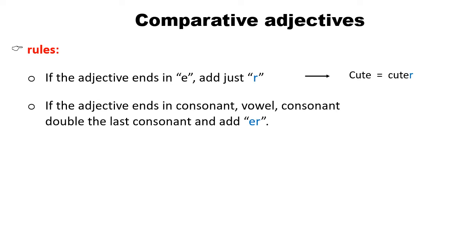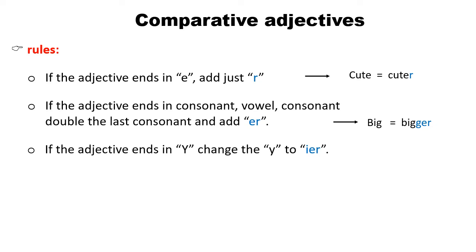The next one, if the adjective ends in consonant, vowel, consonant, double the last consonant. And of course, you add ER. Like this adjective, big, bigger. So the adjective big, as you see, there is a consonant B and there is a vowel I and there is a consonant G. So big, bigger. We double the last consonant, which is G, bigger.